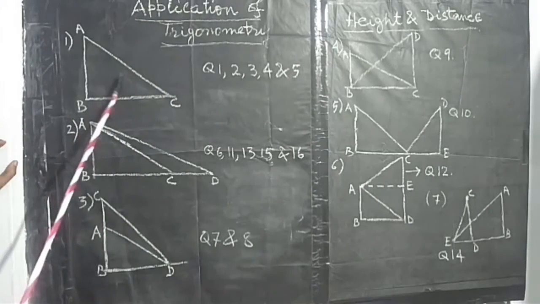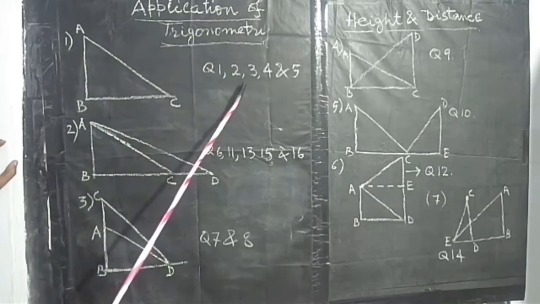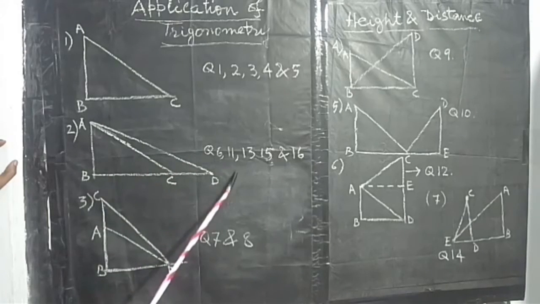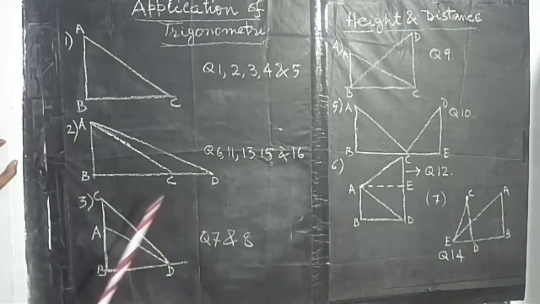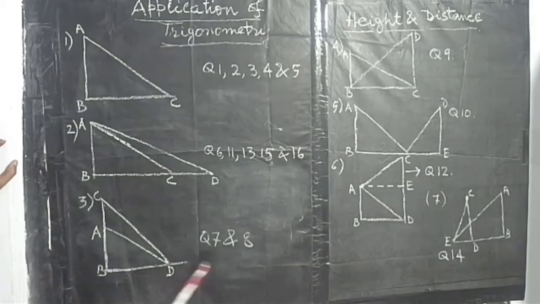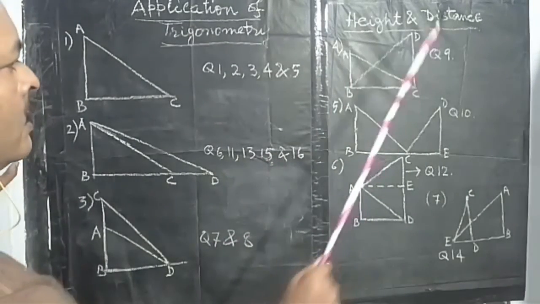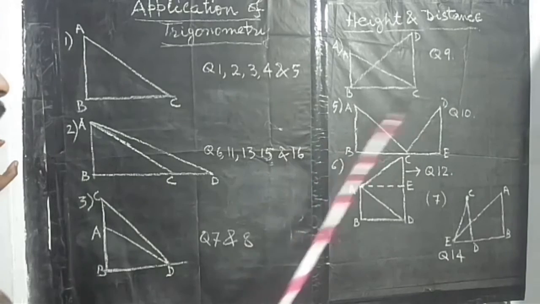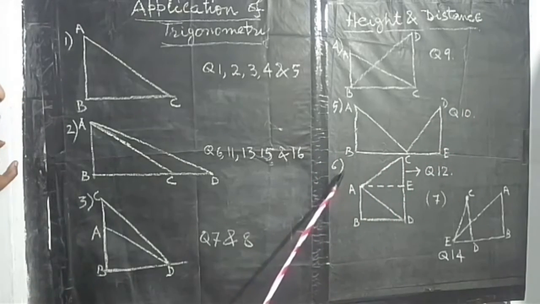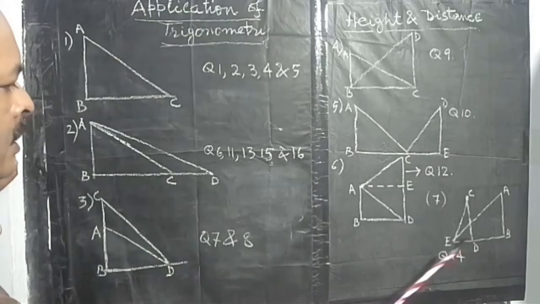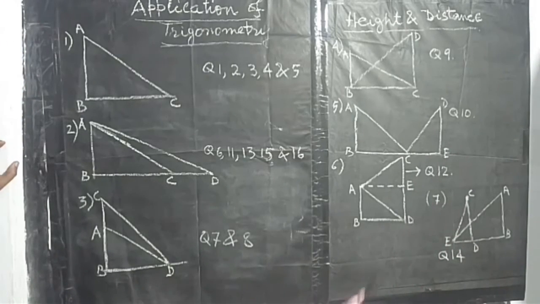Type number 1 is questions 1, 2, 3, 4, 5. Type number 2 is questions 6, 11, 13, 15, 16. Type number 3, questions 7 and 8. Type number 4 is only question 9. Type number 5, question 7. Type number 6 is question 12, and type number 7 is question 14. Okay? I hope you understand.